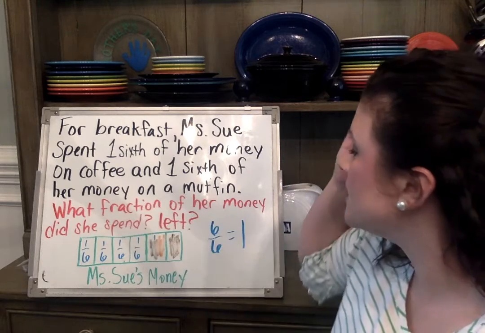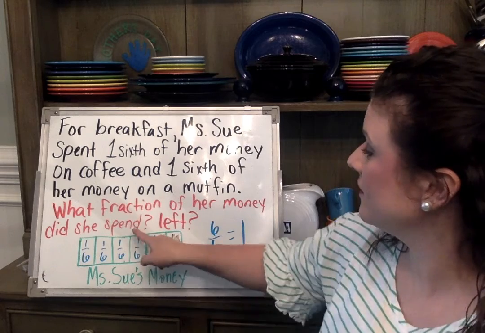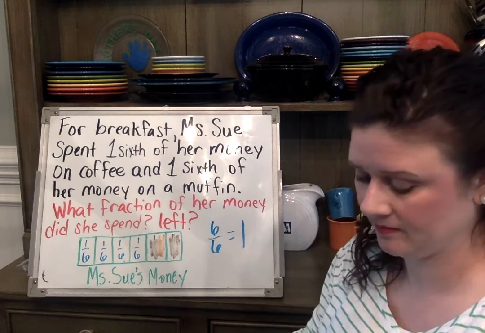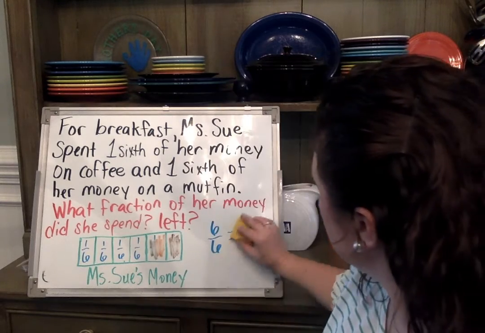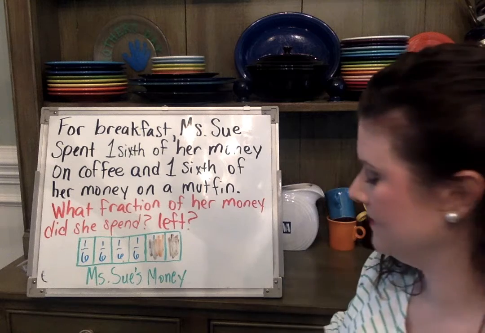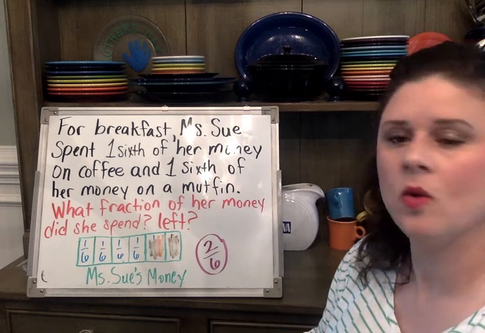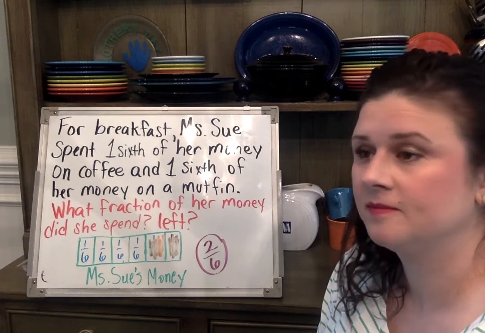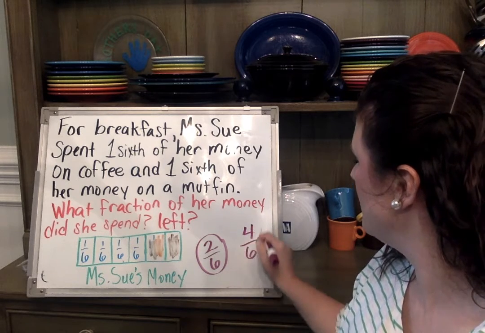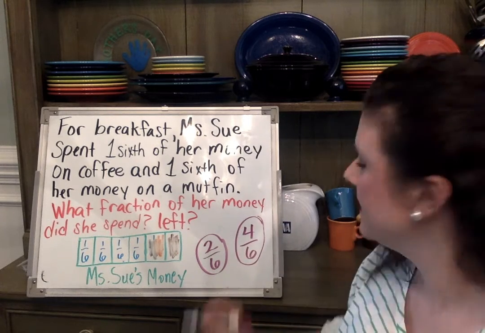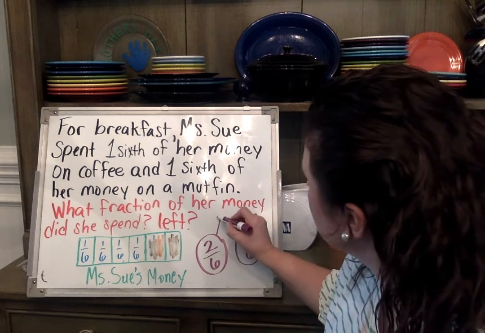So let's answer the first question. What fraction of her money did she spend? She spent 2/6. What fraction of her money was left? She had 4/6 left.